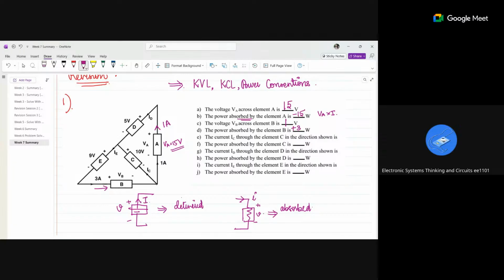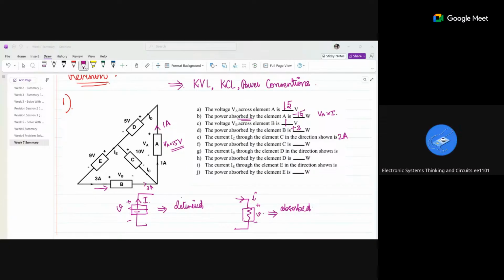How can you find this? We have to find the current. So 3 ampere is coming and 1 ampere is going. So 2 ampere. Then power absorbed by the element C. Power absorbed, so voltage into current, 20 watts.